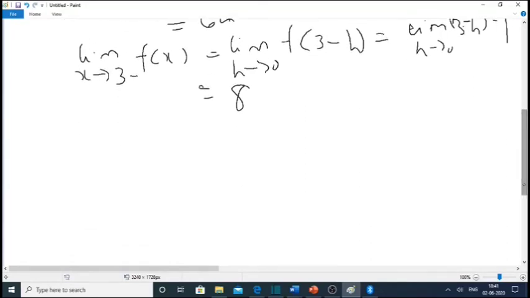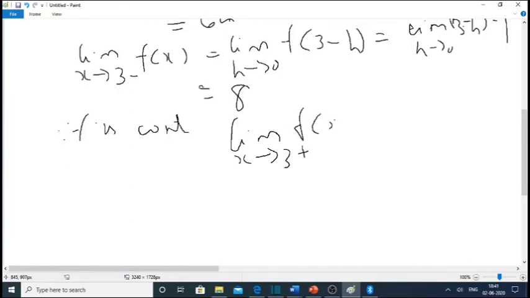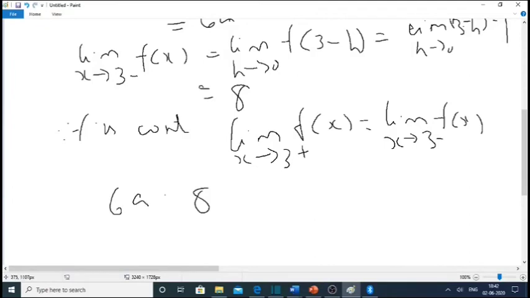ഇത് continuous ആണ്, since f is continuous, limit x tends to 3 plus f of x should be equal to limit x tends to 3 minus f of x, that is 6a equal to 8, which implies a equal to 8 by 6 equal to 4 by 3.